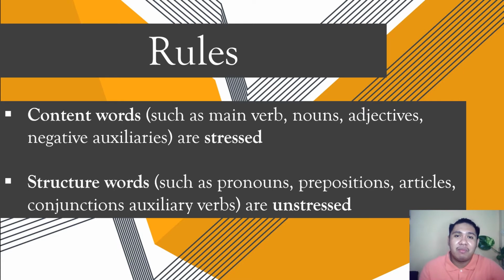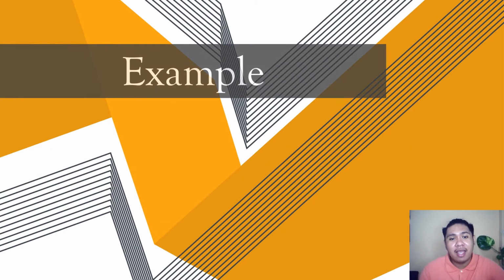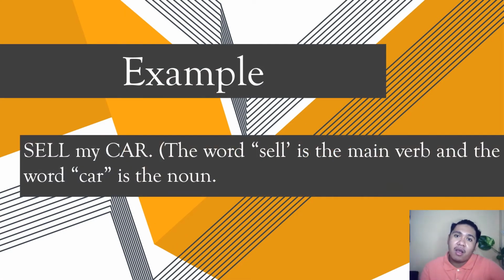However, ladies and gentlemen, we always cling to the rudiments of the English language, that there is always an exemption to the rule. You can also stress the structured words if you are emphasizing a point. Okay? We have an example for that. Sell my car. The word sell is the main verb of the sentence and the word car is the noun. So you see, the main verb and the noun are stressed because they are content words.